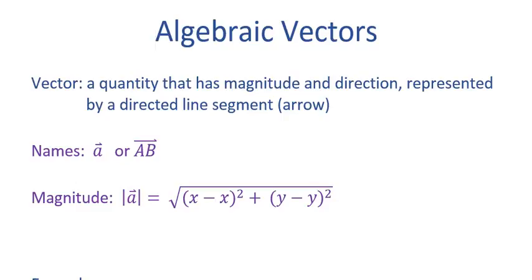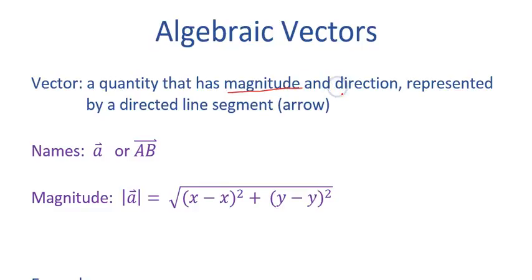This lesson is on algebraic vectors, and there's tons of information that we could be doing with vectors. I'm just going to narrow it down to the few things that you'll probably be needing for this class. So a vector is a quantity that has a magnitude and direction, and you may have dealt with these in your physical science or physics classes.